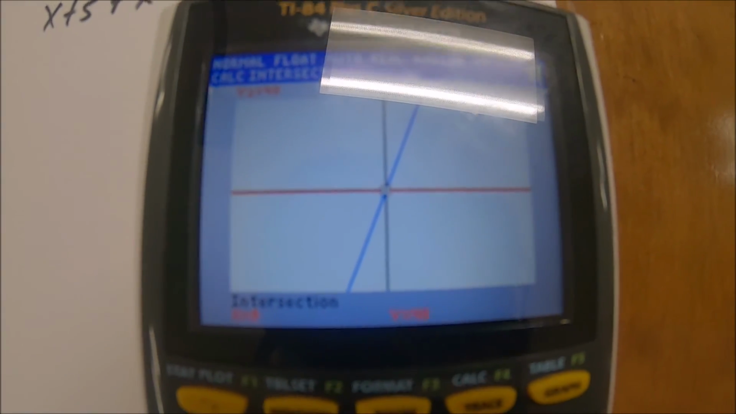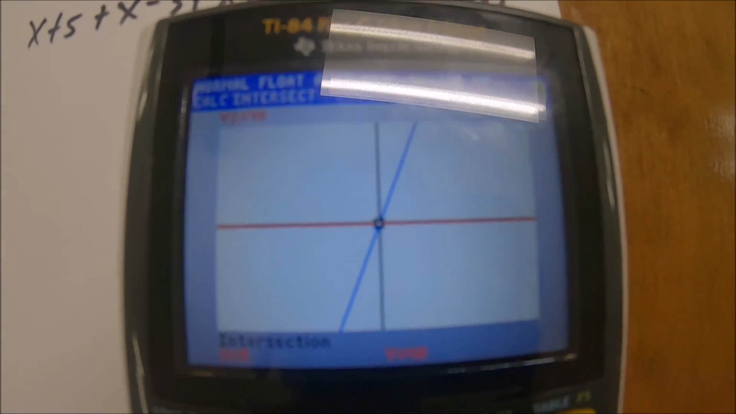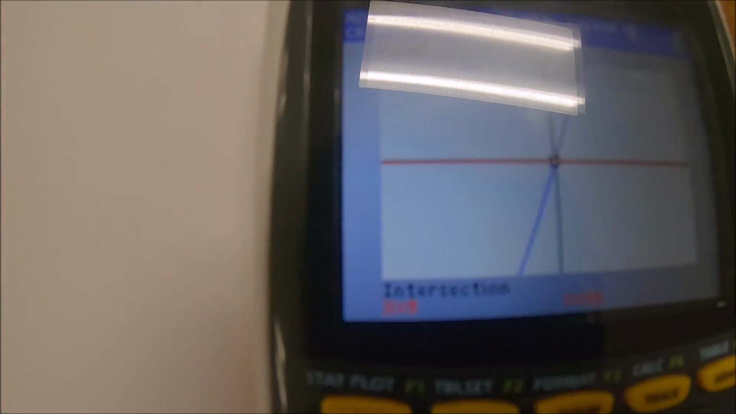Well, if you notice, Y is our perimeter, so that's 40. But the problem says solve for X. So the answer would be X equals 9.